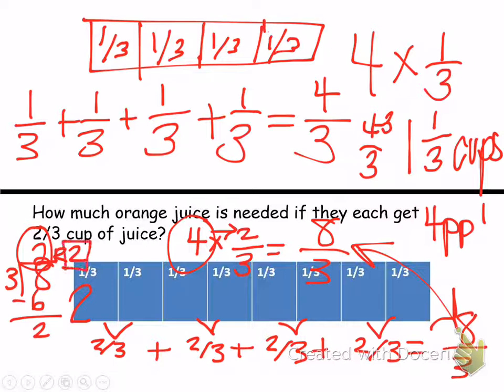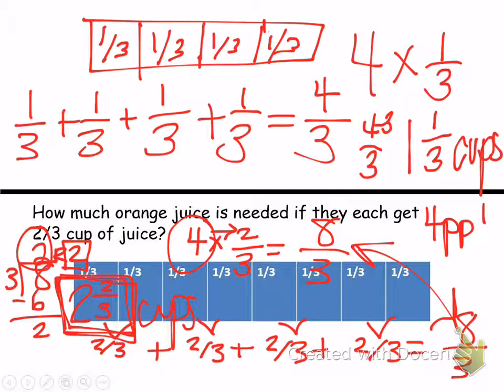What do I have left over? I have a 2, and my denominator remains the same. I cannot simplify any further. So when I'm done, I know that I will need 2 2/3 cups of orange juice in order to have enough juice for each person to get 2/3 cups of orange juice for this problem.